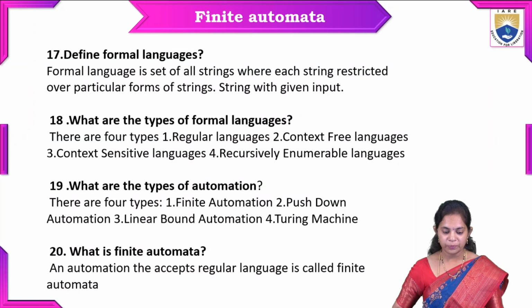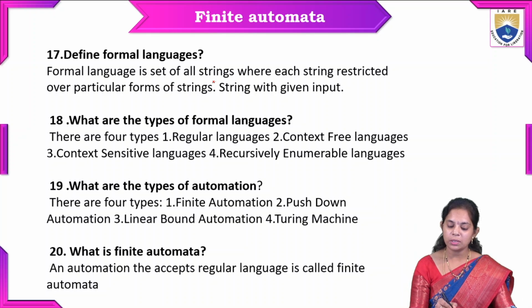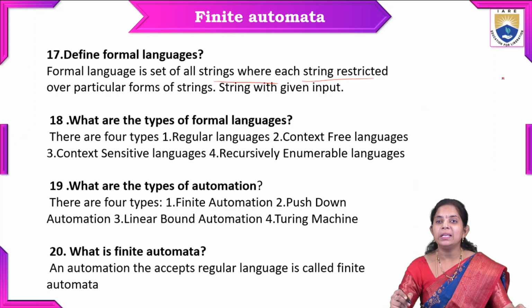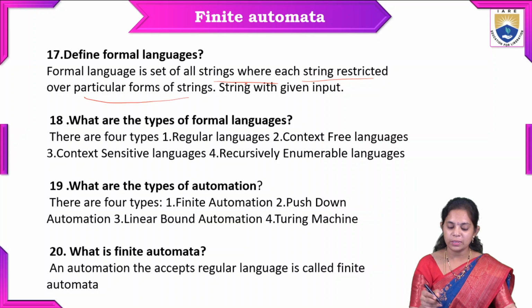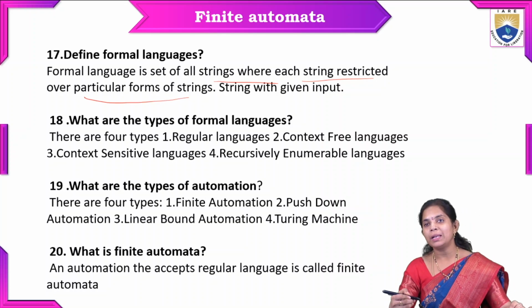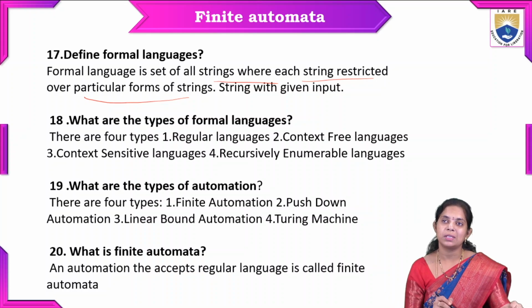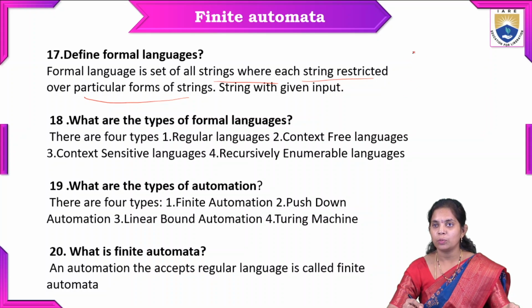And next one, define formal languages. Formal languages are a set of all strings where each string is restricted over a particular form. So formal languages are a set of strings. For every language, we have multiple languages in the finite automata.